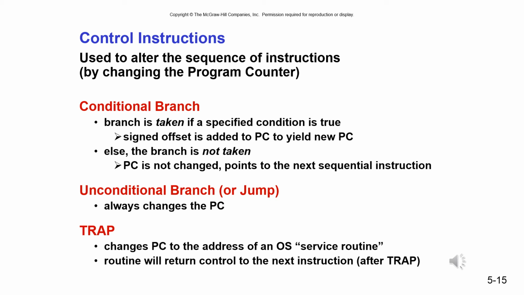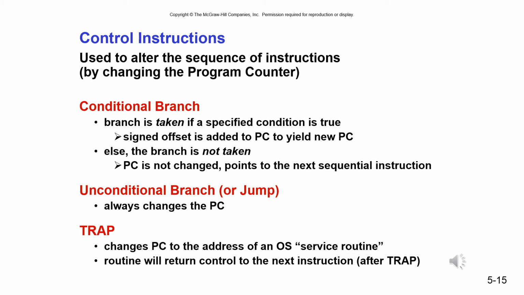We have a conditional branch, which is taken when a specified condition is true. And if that condition is true, the signed offset in the branch instruction is added to the program counter to yield your new program counter value.